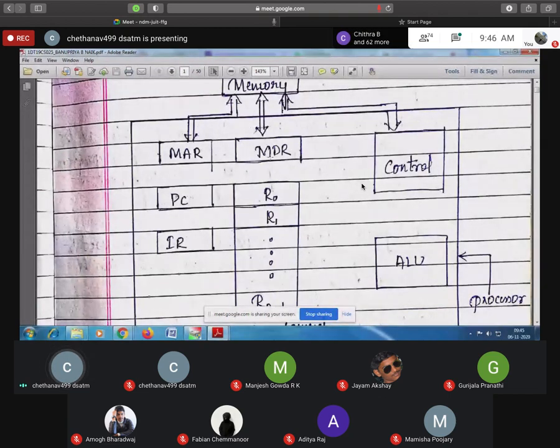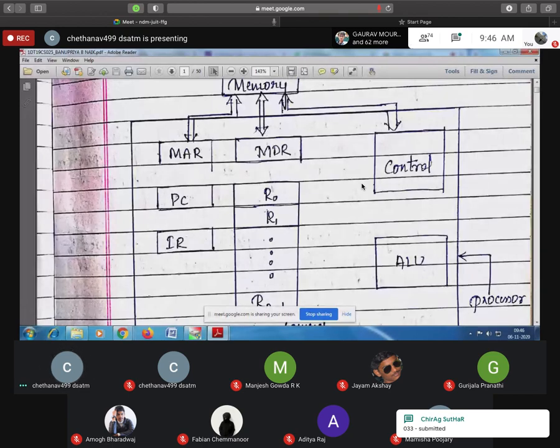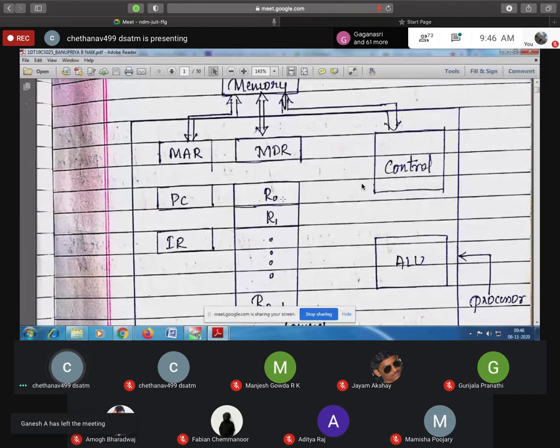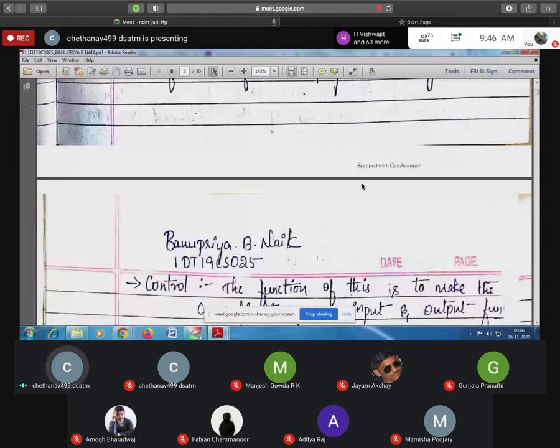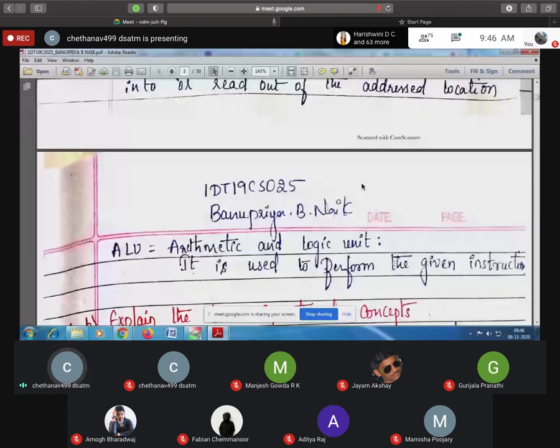So that location A data will be copied in MDR. Now from MDR the ALU will receive it and take the first operand. The next operand is in register R naught. For register R naught there is no need to go to memory, because it is already there in the register. So from register R naught you have your second operand. It will access the second operand and do the addition operation. That you have to explain. Some 6 to 7 points are there that you have to explain.